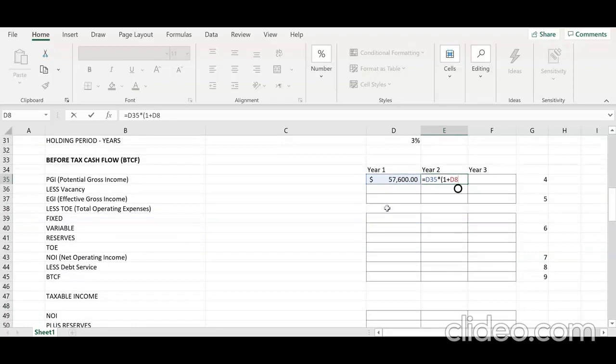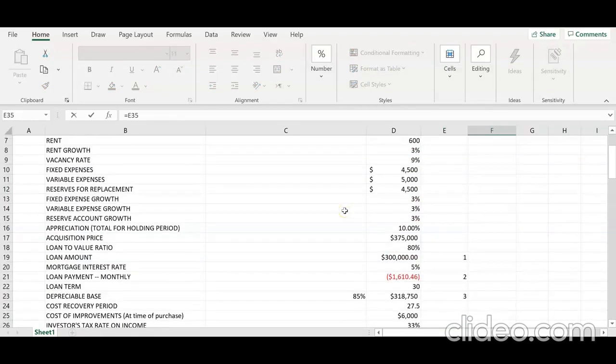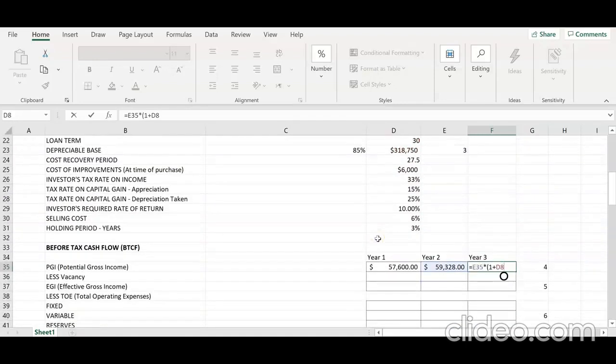Then we lock the numbers down with dollar signs, then we close the parentheses. The same formula is used for the third year, multiplying by 1 plus rent growth. There you go.